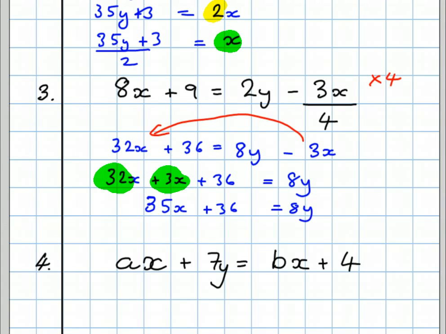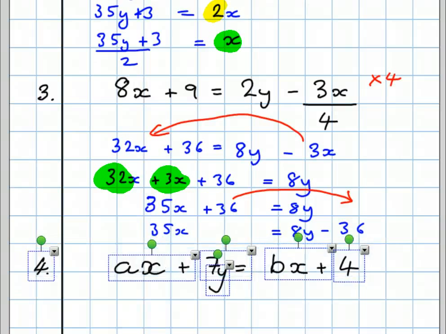And now it more resembles the earlier two. Move the number away to give us 35x equals 8y. Take away 36, and I didn't leave myself enough room here, so let's just move this.